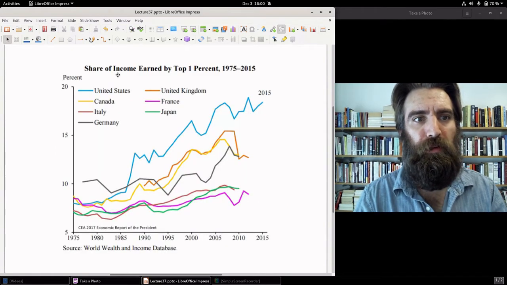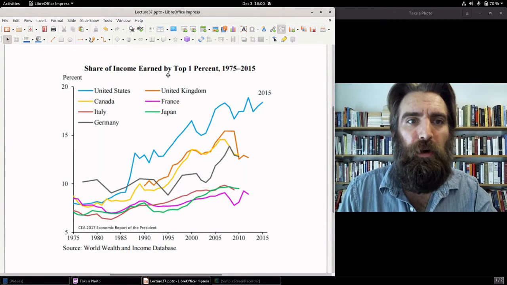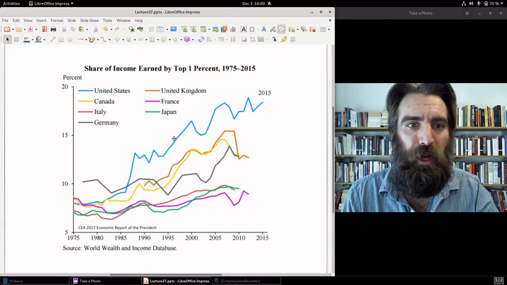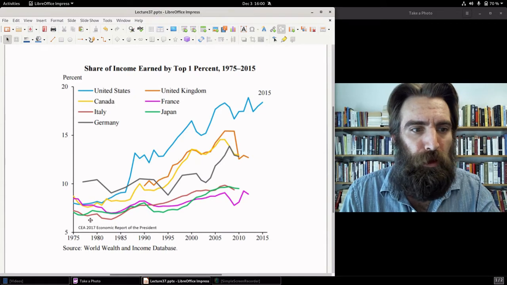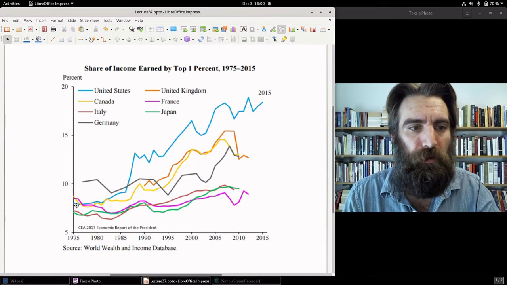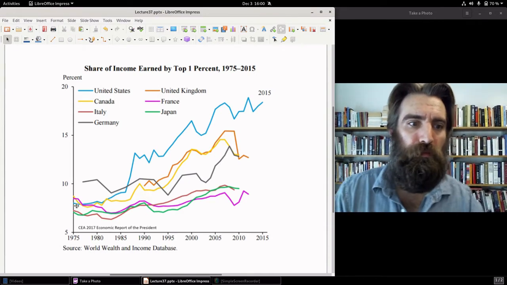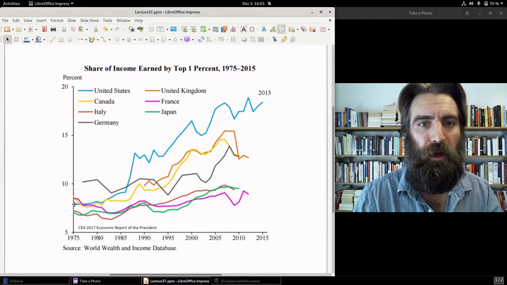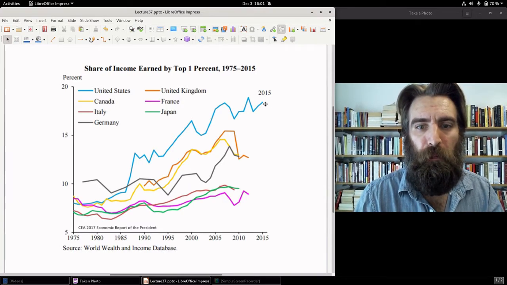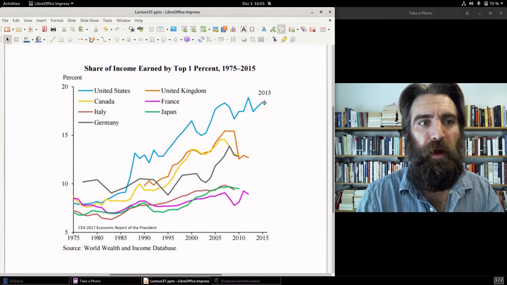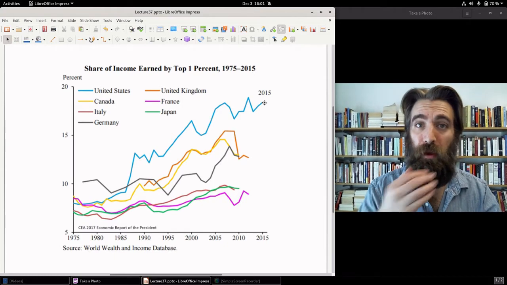And then this is another interesting graph: share of income earned by the top 1% since 1975. The United States is in the blue. Look at 1975. The top 1% of income earners in the country earned about 7.5% to 8% of aggregate income. By 2015, it's now up to about 17 to 18%. All right?